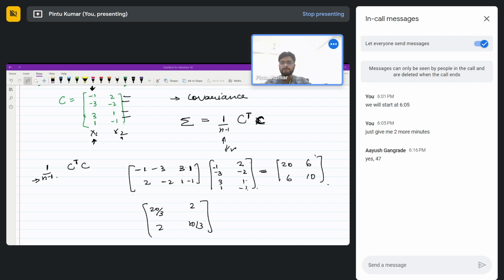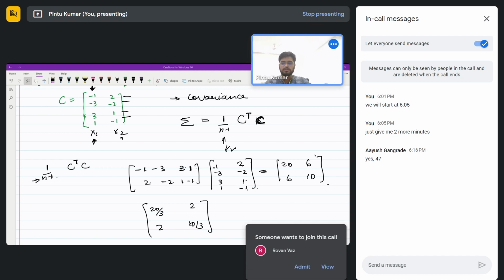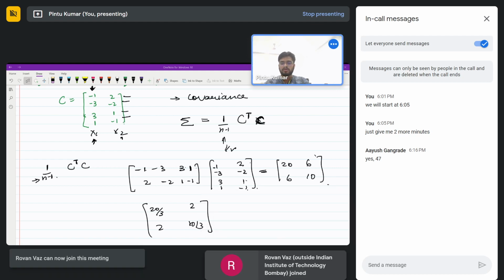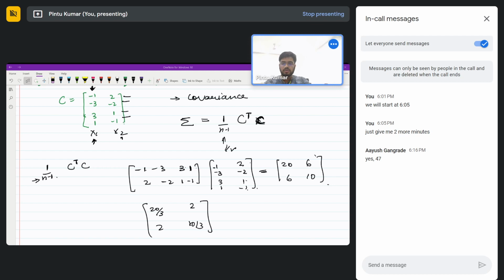Just give me a minute. We'll just move to principal component analysis. Somebody is joining. Just a second. We are good.